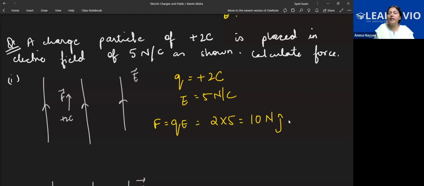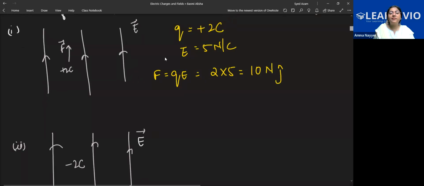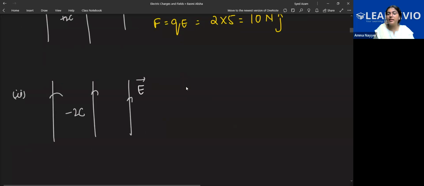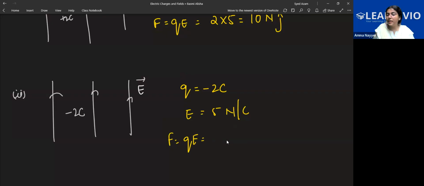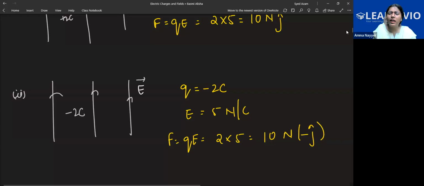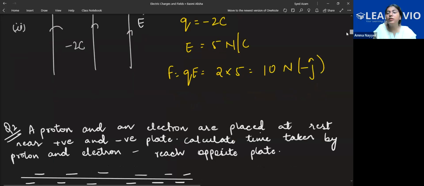That's it, right? Similarly, if I reverse this, meaning if I change the charge to negative, I take Q as minus 2 coulomb and the electric field is still 5 Newton per coulomb. So the force's magnitude will still be QE, that is, 2 into 5 is 10 only. But direction, see, 10 Newton is there, but this is a negative charge. So we should write minus J cap. Exactly, this will be minus J cap. You can use downwards and all, that is also fine. Then we'll come to these kinds of questions.